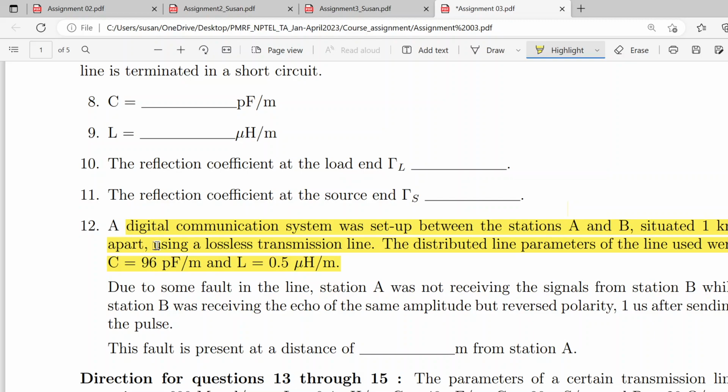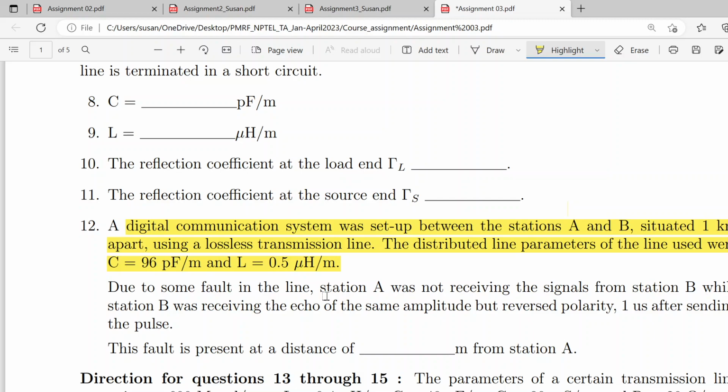The distributed line parameters of the line used were capacitance and inductance is given to you, 96 picofarad per meter, and inductance is 0.5 microhenry per meter. Due to some fault in the line, station A was not receiving the signals from station B, while station B was receiving the echo of the same amplitude but reversed polarity 1 microsecond after sending the pulse. This fault is present at a distance of how many meters from station A? Okay, so this is the question.